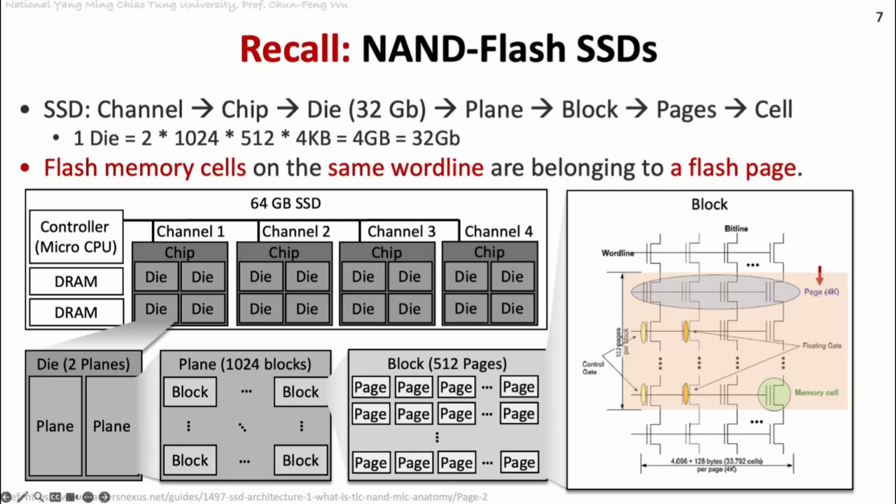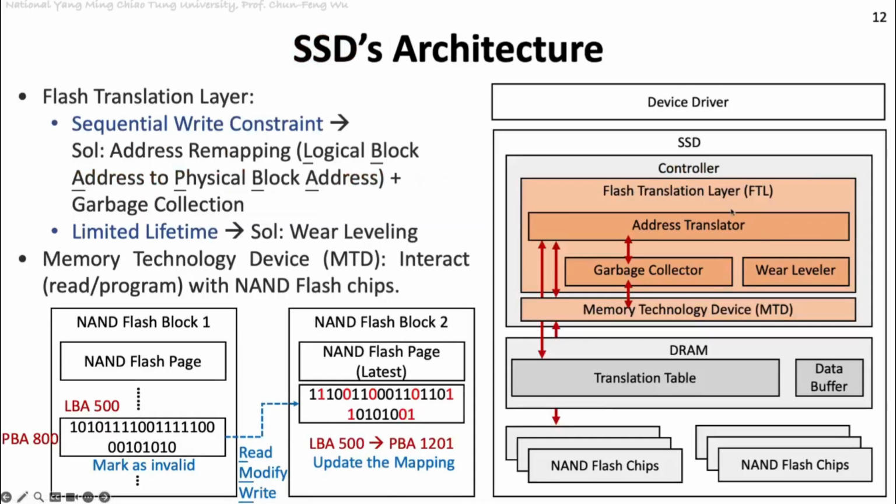Okay, so wear leveling is also controlled by the FTL in the controller. The FTL will decide when we can do the wear leveling, and wear leveling is actually a combination of a lot of garbage collections. So garbage collection and wear leveling are usually done together. Okay, so this is about SSD. Any questions?